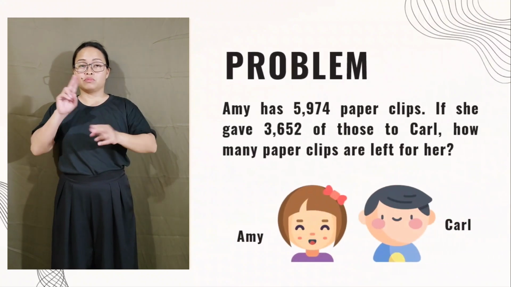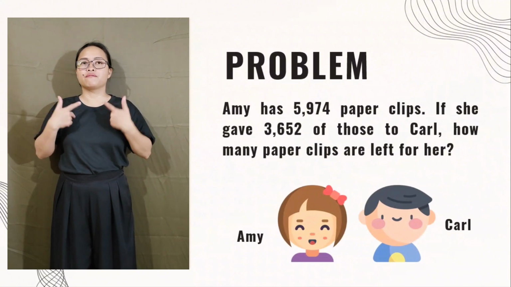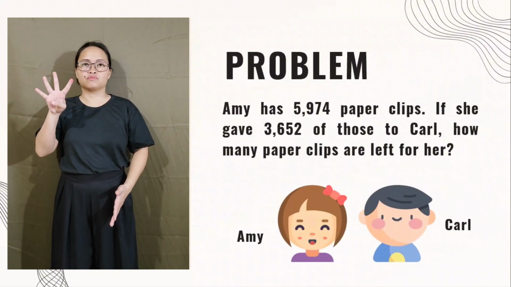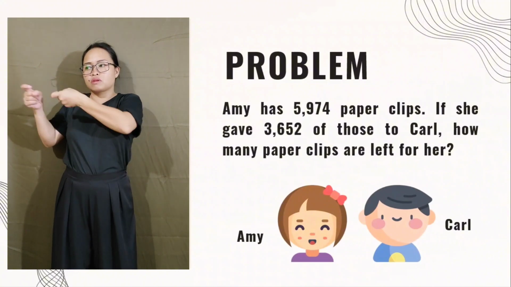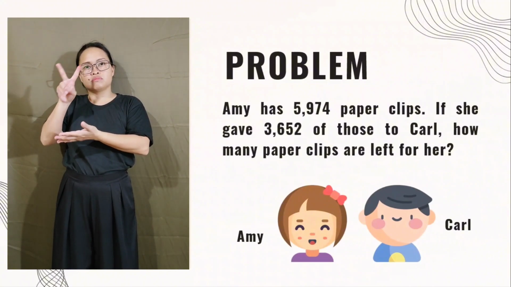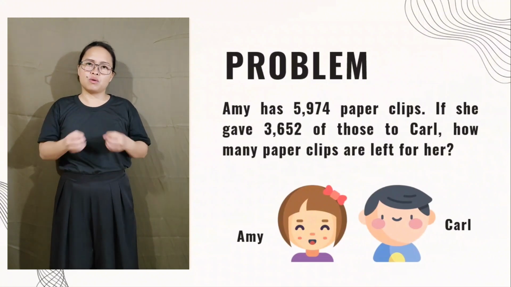Problem number 1. Amy has 5,974 paper clips. If she gave 3,652 of those to Carl, how many paper clips are left for her?